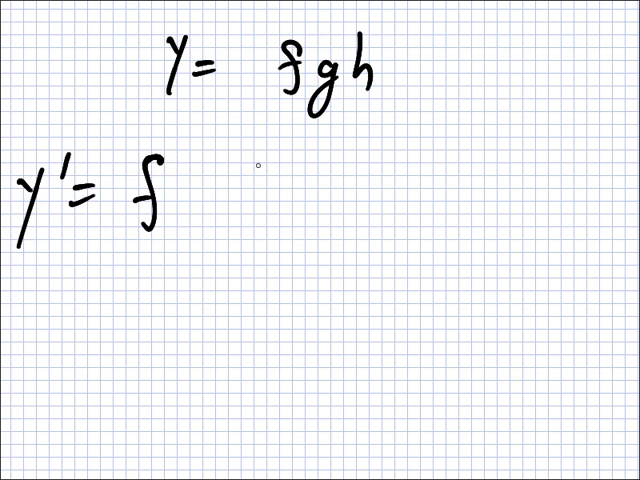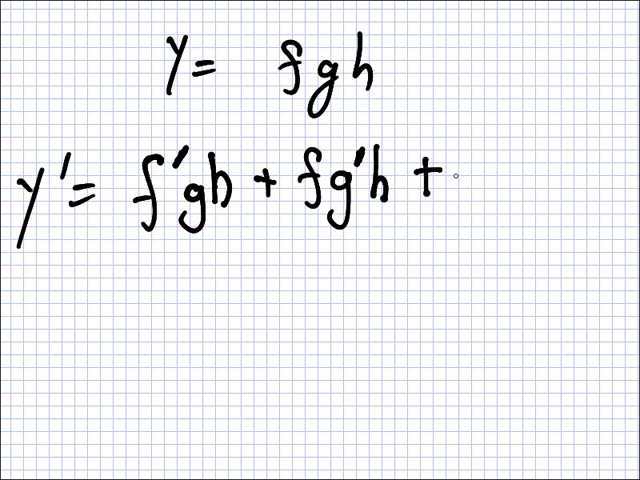Derivative of f, then g, then h. Plus f, g, then h derivative. Nice try. So can you see the pattern? The derivative is first on the f, then it's on the g, and then it's on the h. So it moves across. Yes?